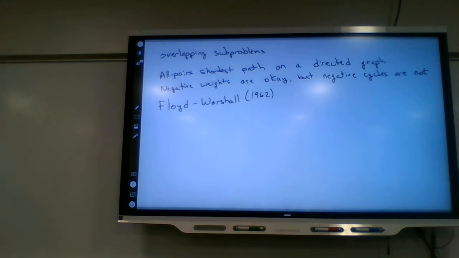Warshall came up with a theorem about matrices, and Floyd then used that in the development of the algorithm. And it all happened publication-wise in 1962. Floyd's paper is called Algorithm 97. So I don't know if it's his 97th algorithm or if it's a particular algorithm. I don't know the history on that part.